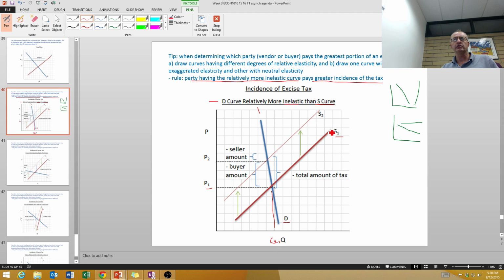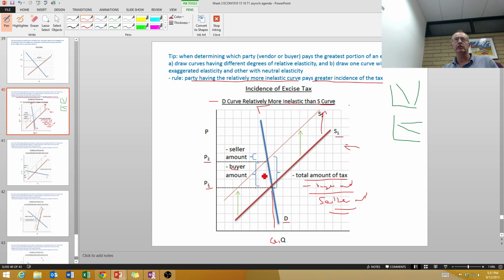And then the government imposes an excise tax, jerks the price up to here. So the amount paid by the buyer is the amount between the new equilibrium price and the original equilibrium price. So that's the amount paid by the buyer. And the amount paid by the seller is the total amount of the tax minus the buyer amount equals the seller amount.